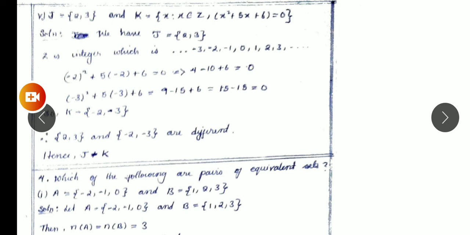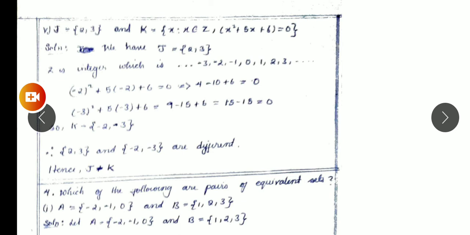Now look at number 6. J is equal to 2, 3, and K is equal to x, where x belongs to Z, x square plus 5x plus 6 equal to 0. J is a given set, it need not be found out. K is given here with x an integer, we already know that, okay?